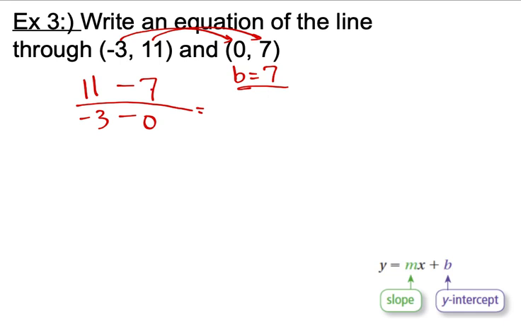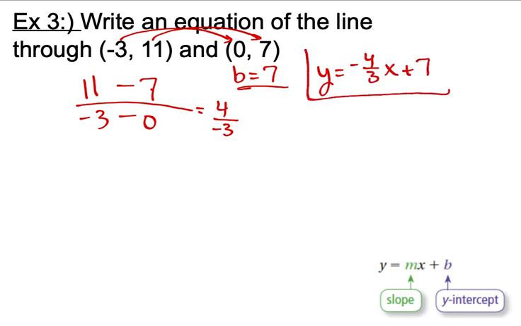Well, 11 minus 7 is 4. Negative 3 minus 0 is negative 3. So my slope is negative 4/3. This gives me the equation y equals negative 4/3 x plus 7. And that is the equation.